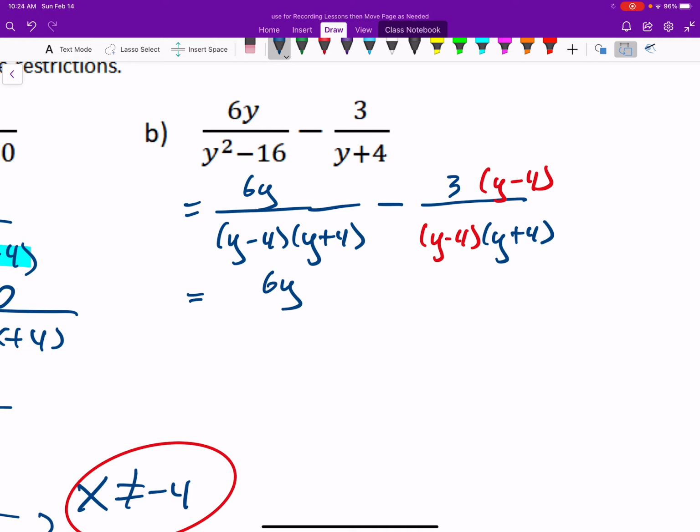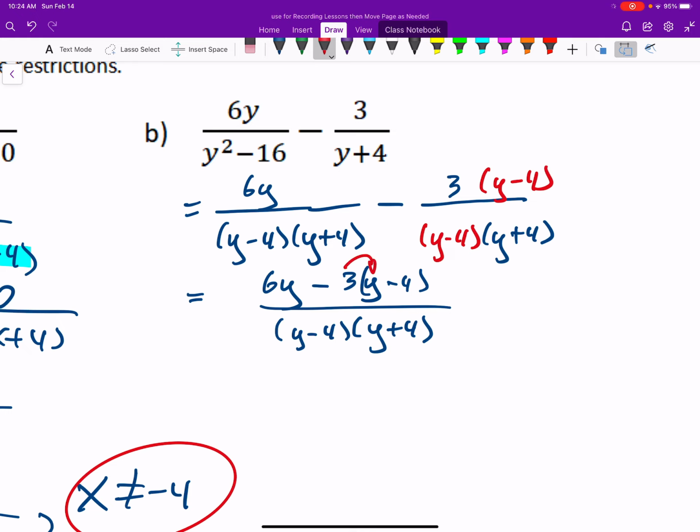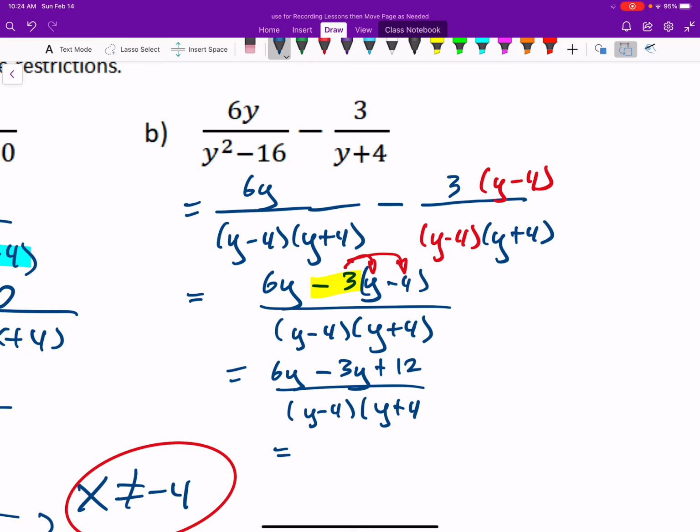So I've got 6y minus 3 times y minus 4 over y minus 4 times y plus 4. And again, use distributive law to expand out. So I'm going to multiply everything by -3, and what I've got is 6y minus 3y plus 12 over y minus 4 times y plus 4, which simplifies to 3y plus 12 over y minus 4 times y plus 4.